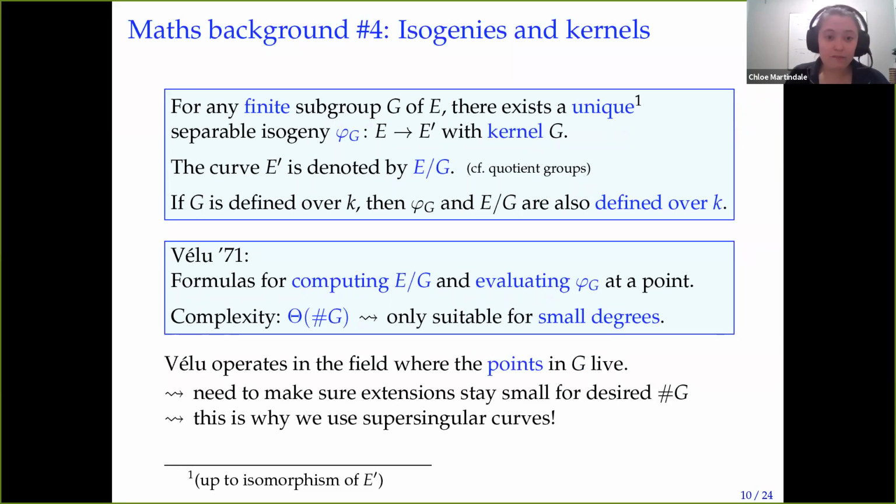Okay, but here's a very important thing. Velu operates in the field where the points in G, the kernel, live. So we need to make sure the field extensions stay small for desired group sizes. We're thinking of our elliptic curve as having coefficients in a certain field, for example F_p or F_p squared. But in principle, the points in the kernel might be over some extension of degree L, where the size of the kernel is L. This is why we use supersingular curves, because it's easy to construct curves where the points are always going to be in small extension fields, or just in F_p squared.